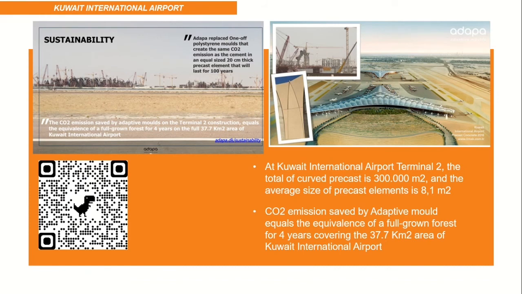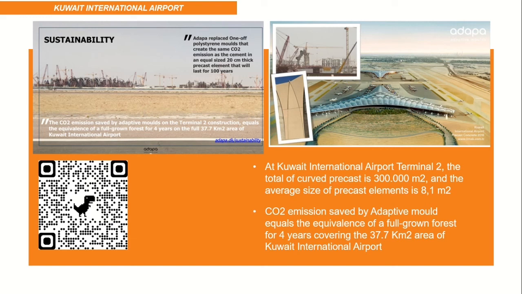In Kuwait International Airport, they are applying precast concrete elements. The average size of a precast element is about 81 square meters. The carbon dioxide emission saved by the adaptive mold equals the equivalent of a full-grown forest for 4 years, covering the 37.7 square kilometer area of Kuwait International Airport. This shows that precast concrete elements really help in reducing carbon dioxide emissions.